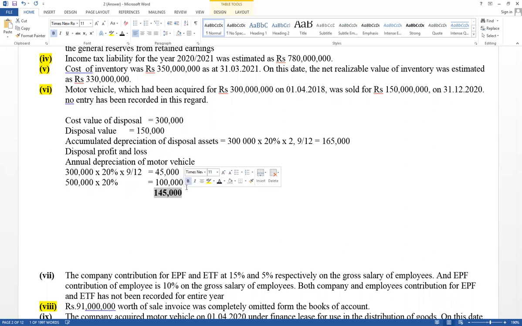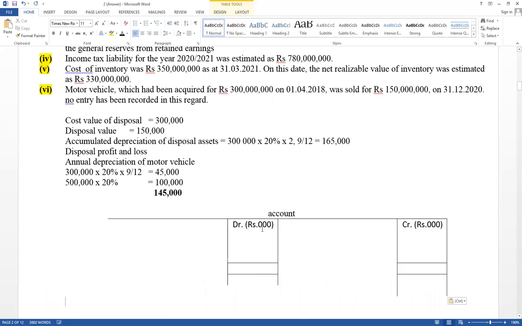Think how many months each asset was available. The disposal asset was available 9 months. The balance part is not disposed. Total motor vehicle equals 800,000, but the disposal asset equals 300,000. Then think how to calculate disposal profit and loss. You have to prepare a disposal account for that. By preparing disposal accounts, disposal profit and loss can be calculated.